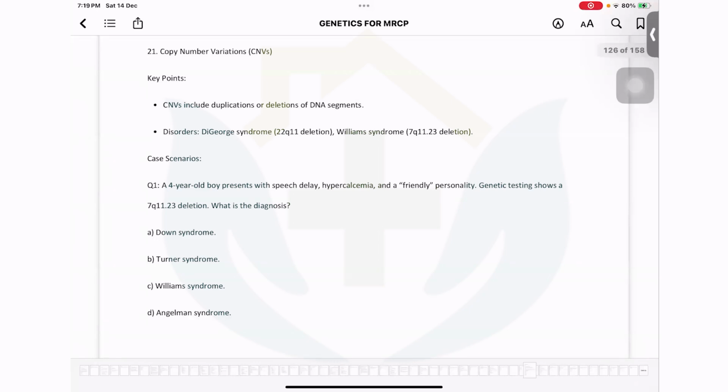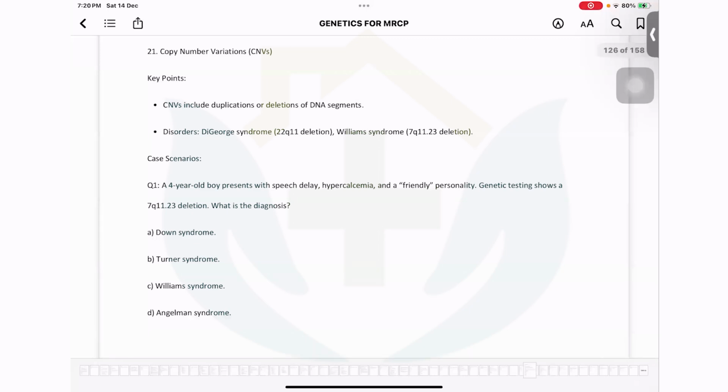Why is it not Down syndrome as an answer? Trisomy 21. Yes, because trisomy. Why is it not Turner syndrome? 45X, sir. Yes. Why is it not Angelman syndrome? Genomic imprinting. Yes, but genomic imprinting is fine. Which gene is involved there? It is on the 15th chromosome, long arm, 15q. And of course, that is maternal.